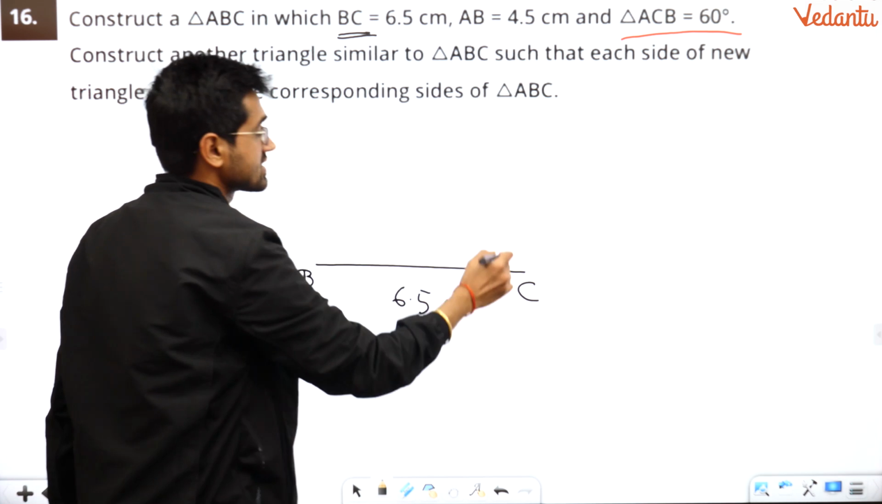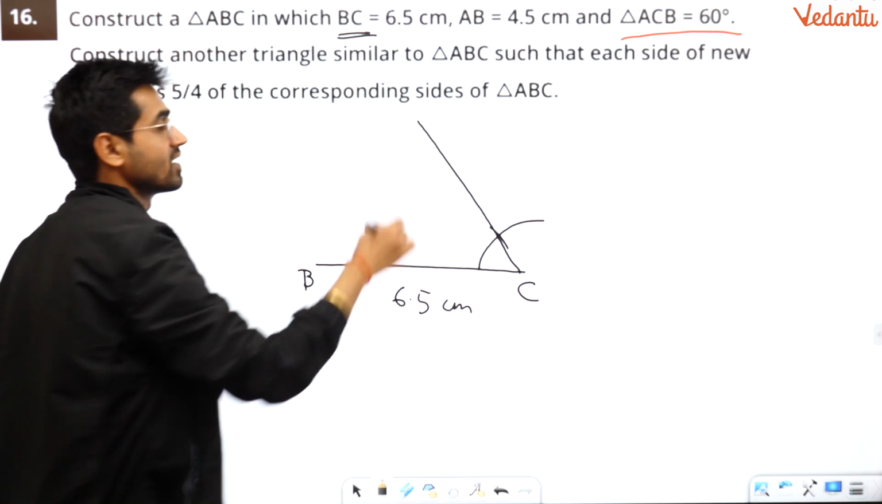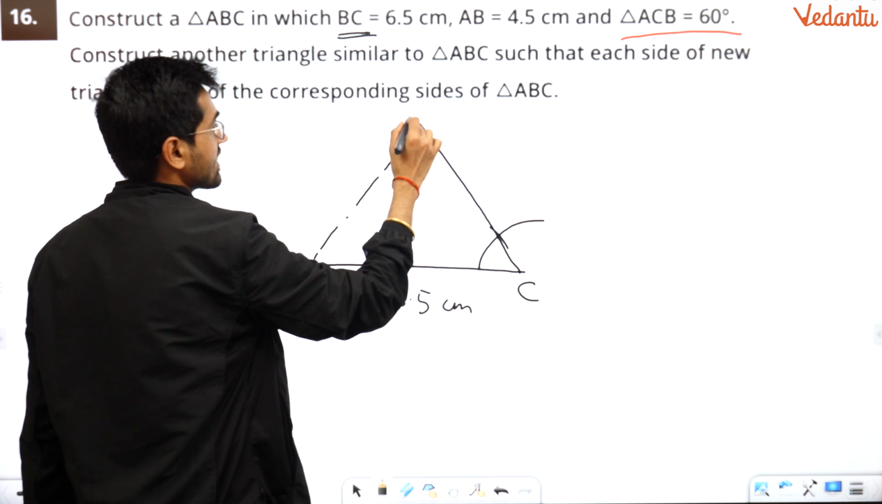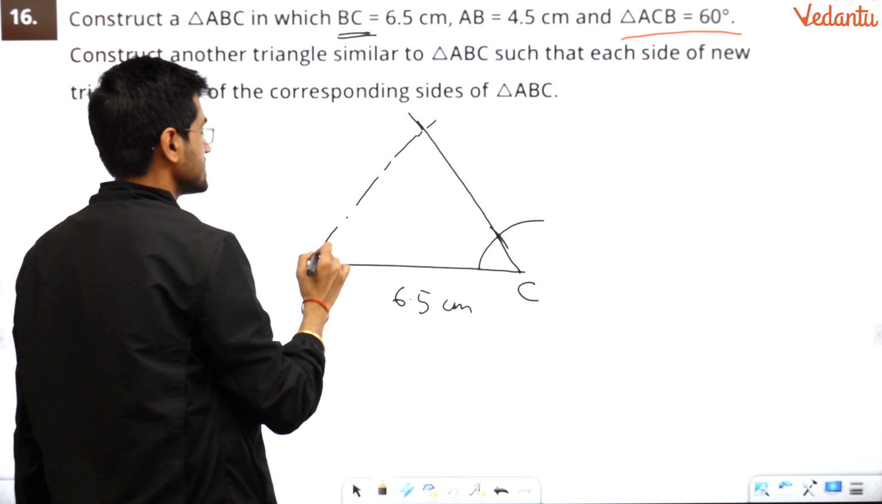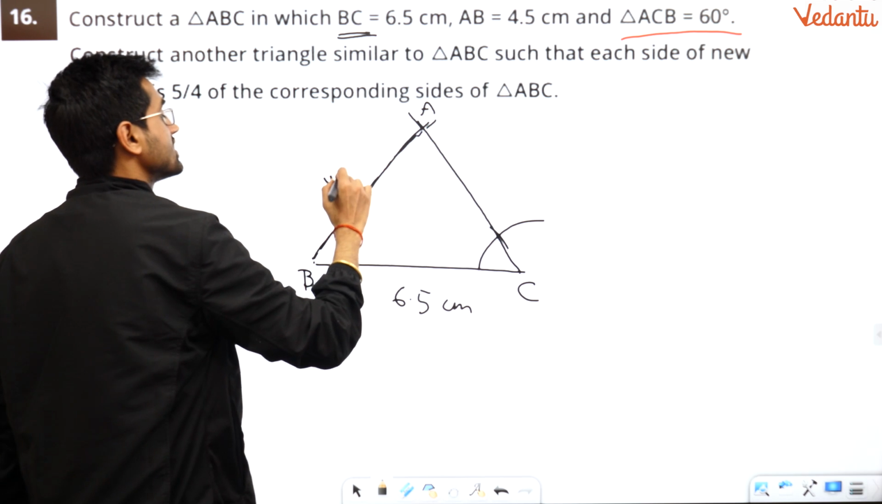So draw BC 6.5 using your ruler. Then now take C 60. It's very easy to draw 60. Just cut and then join. And then you have to measure AB 4.5. So measure it 4.5 and cut it. So that doesn't look 60, but that will work for us. So this is AB line. So this is A point. I have measured it 4.5.